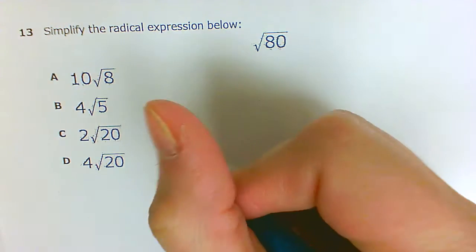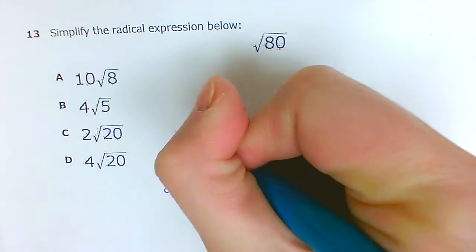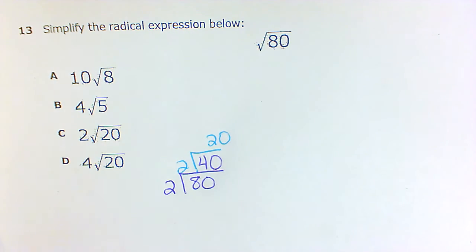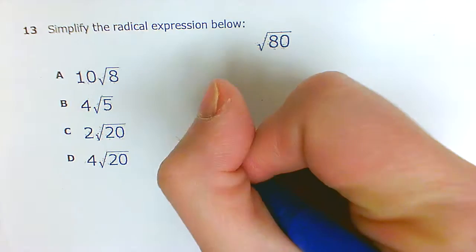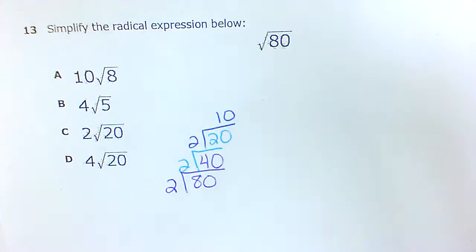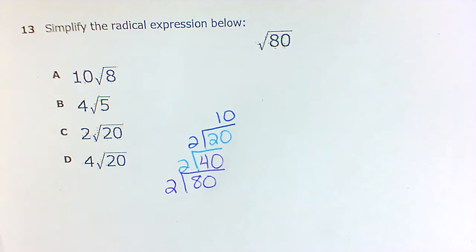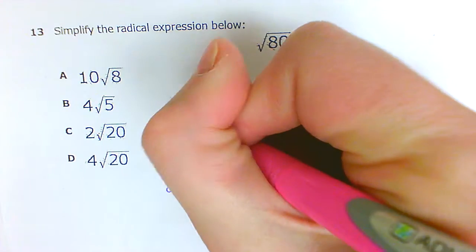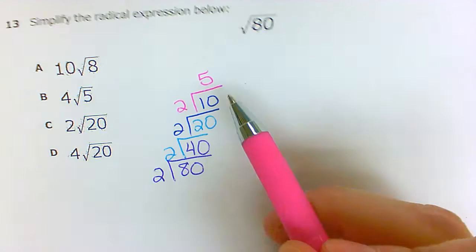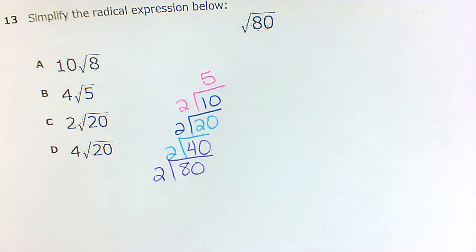Okay, so 40 is also an even number. I'm going to divide that by 2. It gives me 20. If I keep going, I need to divide by 2 again. Now that gives me 10. It's still an even number, so I'm going to divide by 2 one more time, and that gives me 5. Now 5 is also prime because the only thing that divides into it is 5 and 1.